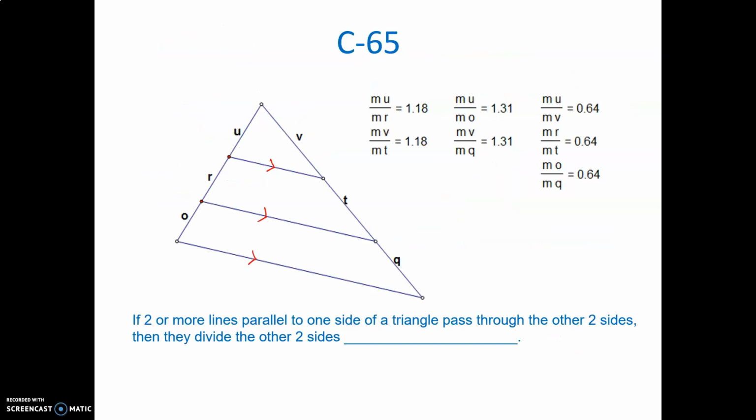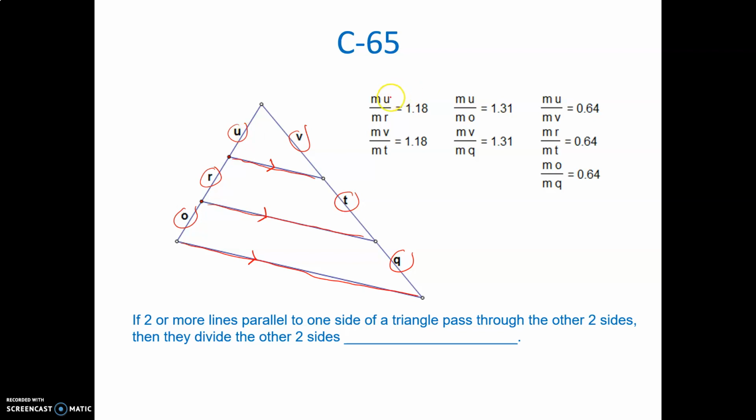Okay, next conjecture is 65. If two or more lines parallel to one side of a triangle pass through the other two sides. Okay, so what's happening here? I have three lines in my drawing here, actually two that are parallel to this third side, so it ends up being three parallel lines. They break up the triangle into these pieces, U, R, O, V, T, and Q. If two or more lines parallel to one side of a triangle pass through the other two sides, then they divide the other two sides how?